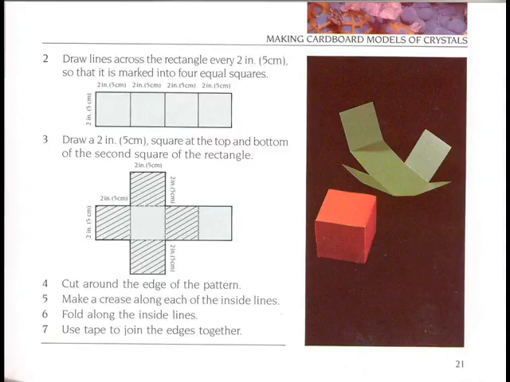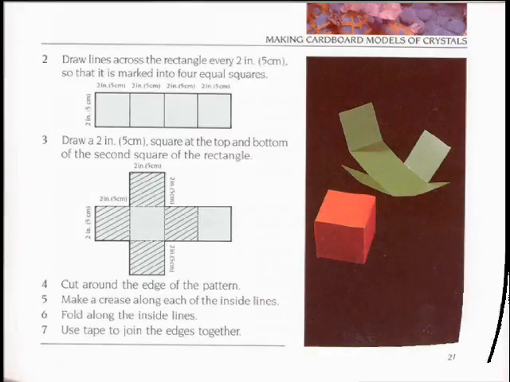4. Cut around the edges of the pattern. Make a crease along each of the inside lines. Fold along the inside lines. Use tape to join the edges together.